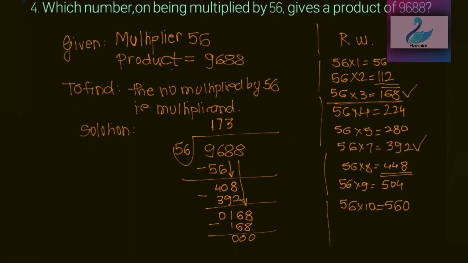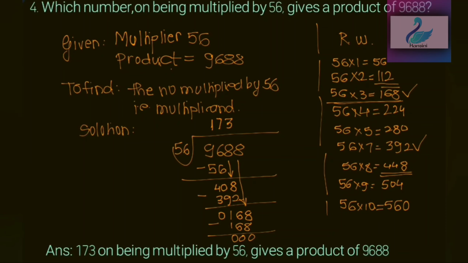Now we will write the final answer. Writing the final answer is compulsory for word problems. So the answer is 173, which on being multiplied by 56 gives you the product of 9688.